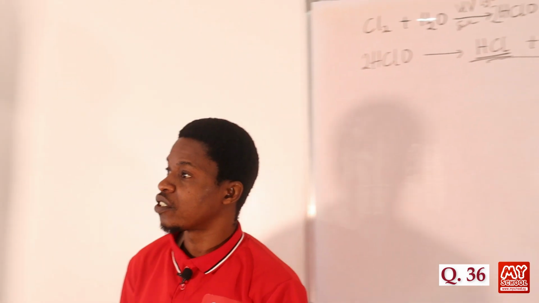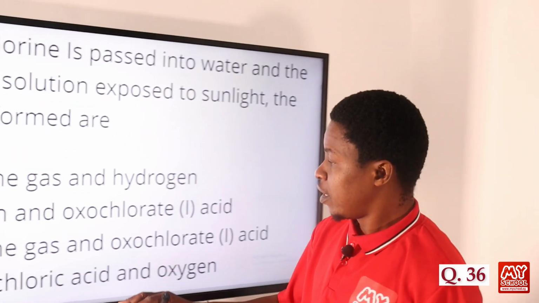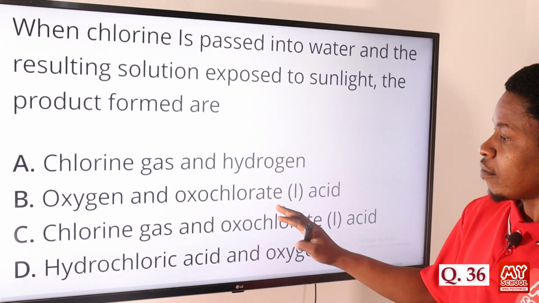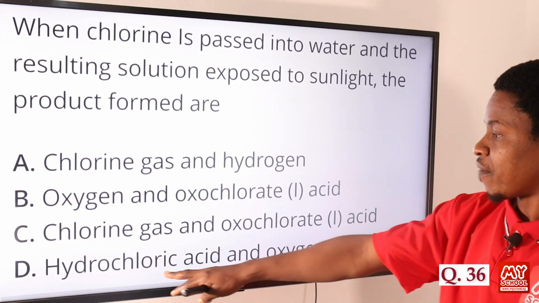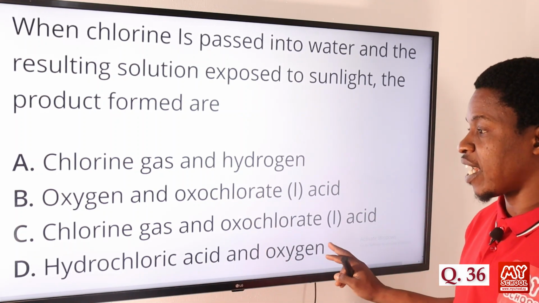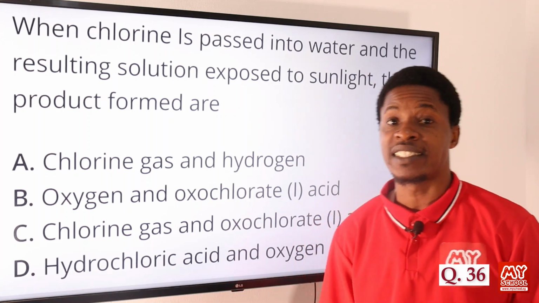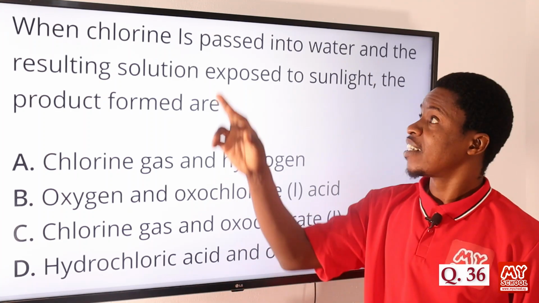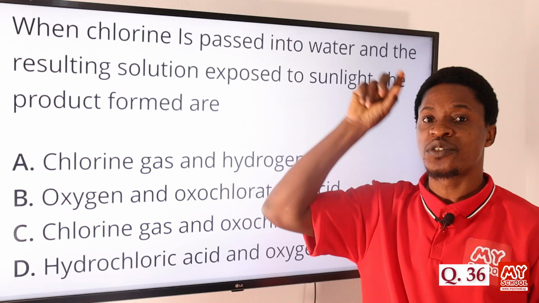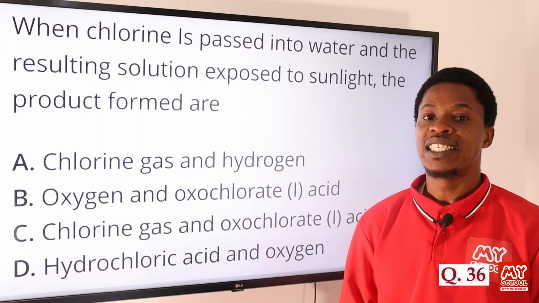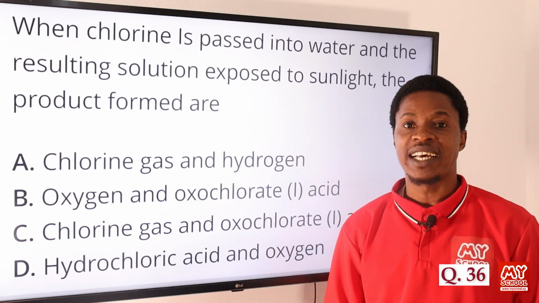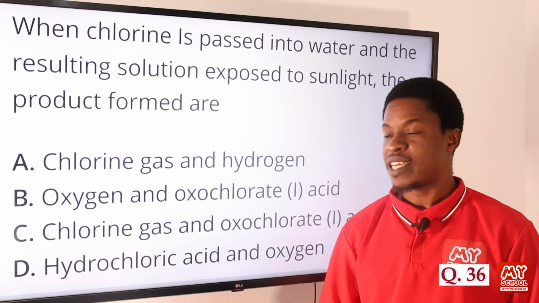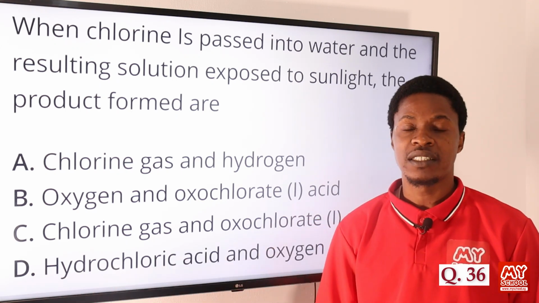Oxygen gas. Let's move back to the screen and see what we have. The only place we have hydrochloric acid and oxygen gas, that is option D. So the correct answer here is when water reacts with chlorine in the presence of sunlight, the product is usually hydrochloric acid and oxygen gas. Option D is the correct answer.